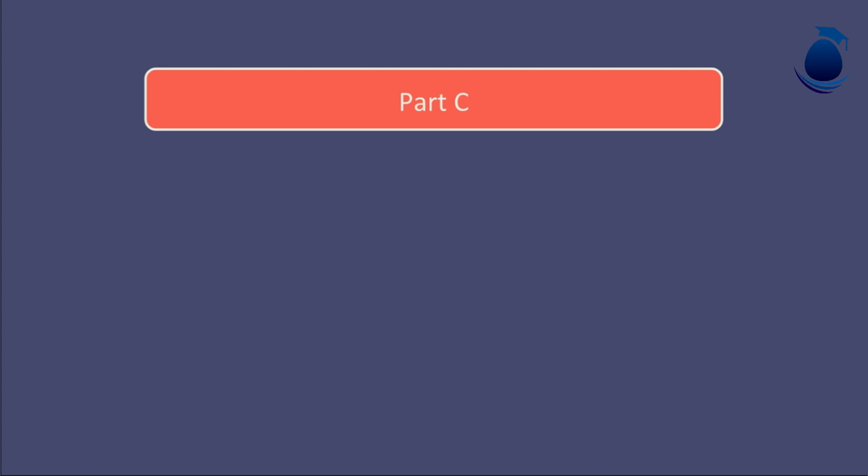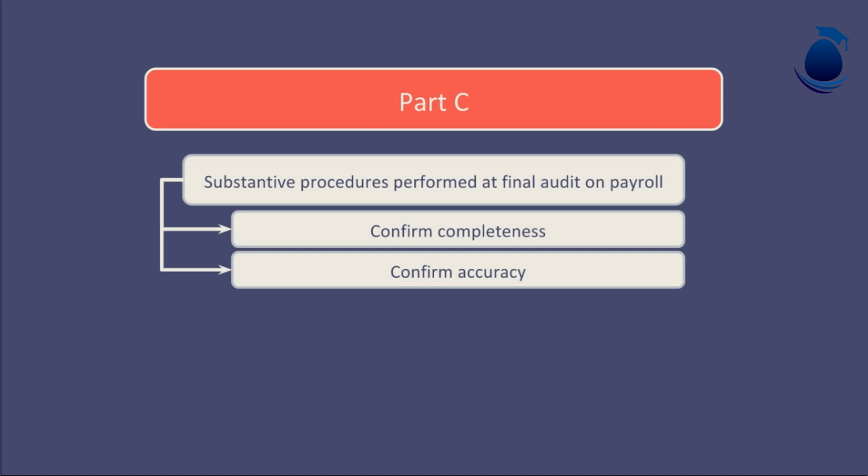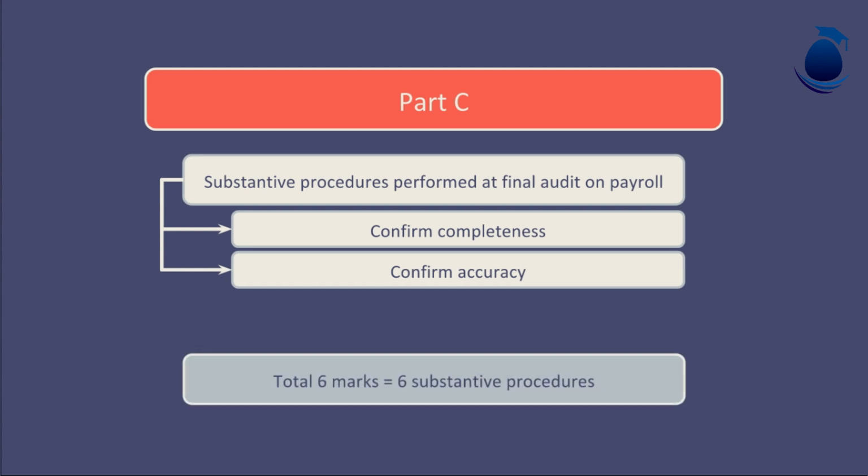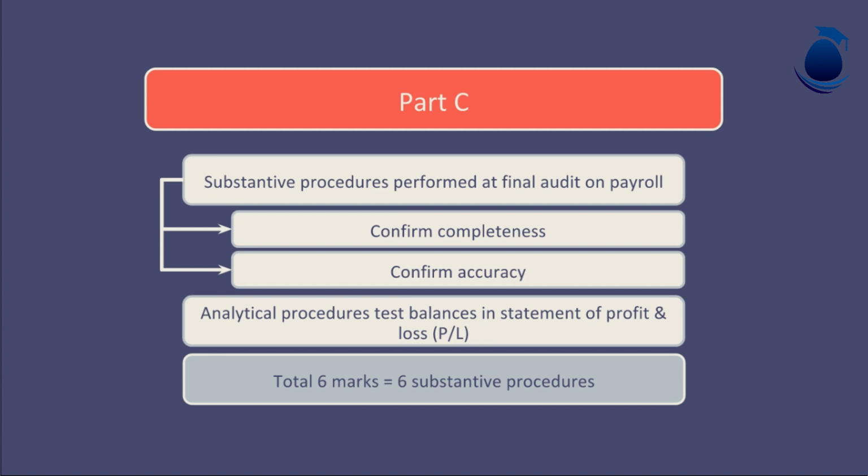This requirement asks for substantive audit procedures you would perform at the final audit to confirm the completeness and accuracy of Trombone's payroll expense. It is for 6 marks, and therefore we need 6 substantive audit procedures. As we are looking at a balance in the statement of profit and loss, and we are at the final audit, a really useful method to generate some marks is to use analytical procedures.